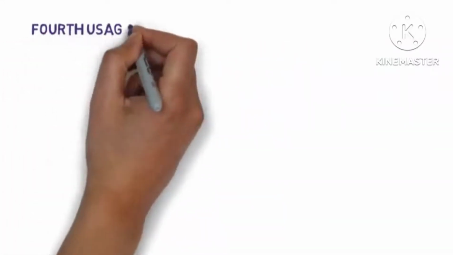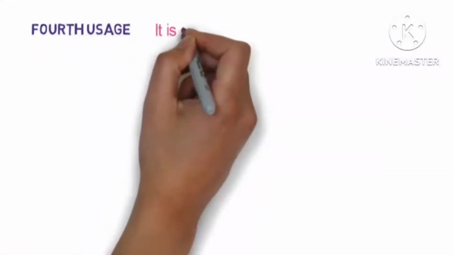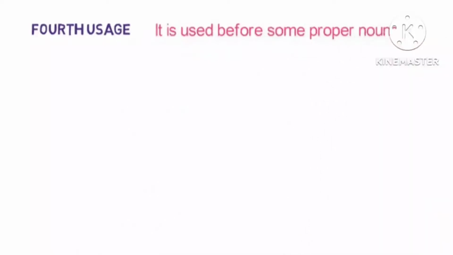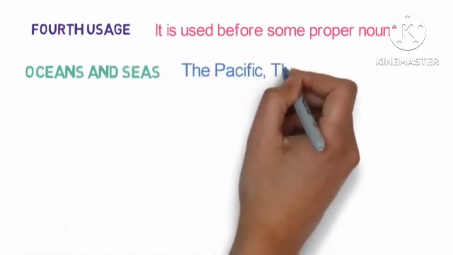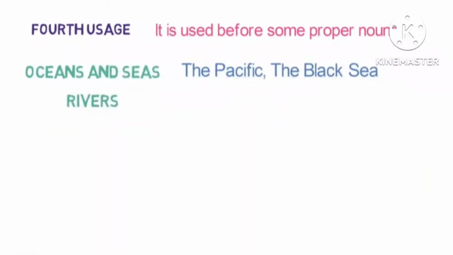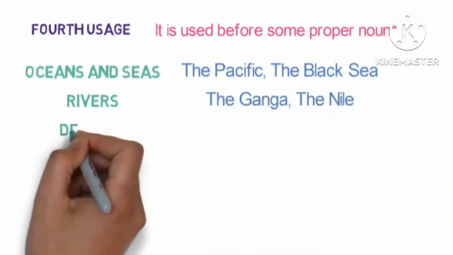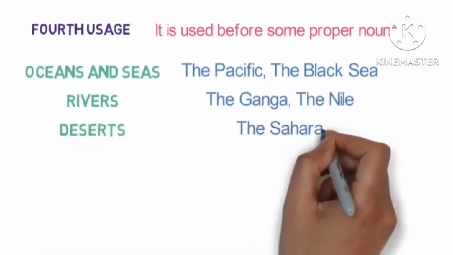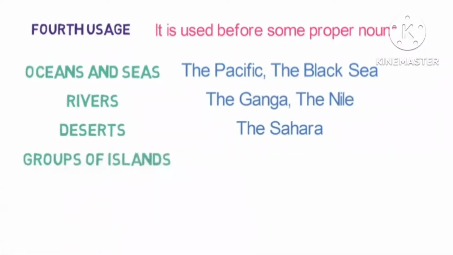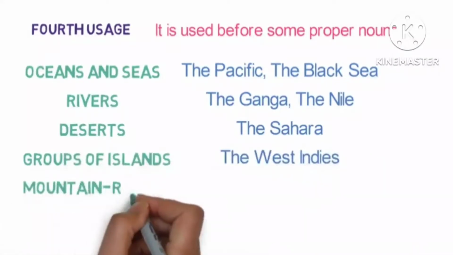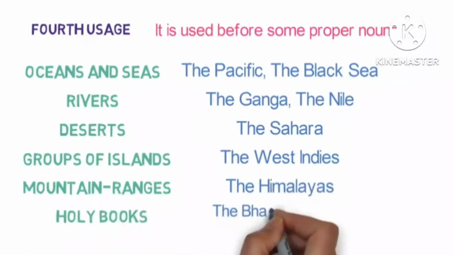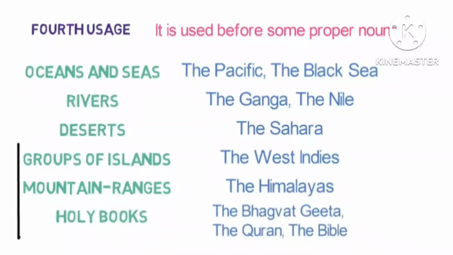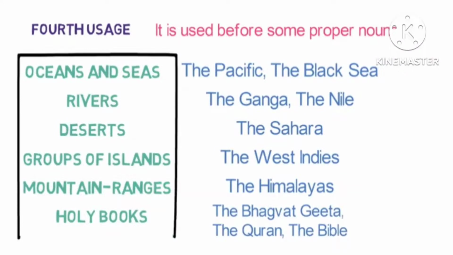Let's look into the fourth usage of the keyword the. It is used before some proper nouns which come under the below categories. Oceans and seas, example the Pacific, the Black Sea; rivers, example the Ganga, the Nile; deserts, example the Sahara; groups of islands, example the West Indies; mountain ranges, example the Himalayas; holy books, example the Bhagavad Gita, the Quran, the Bible. So these are the proper nouns with which we use the before these nouns.